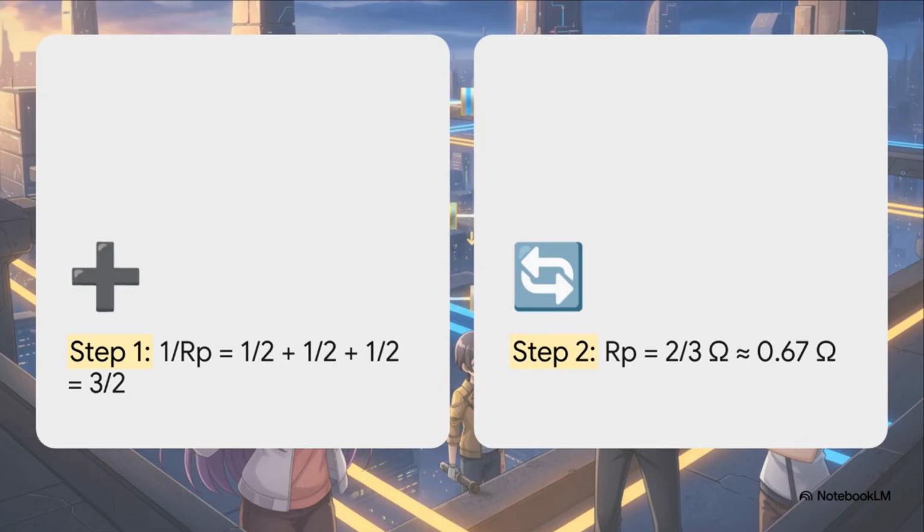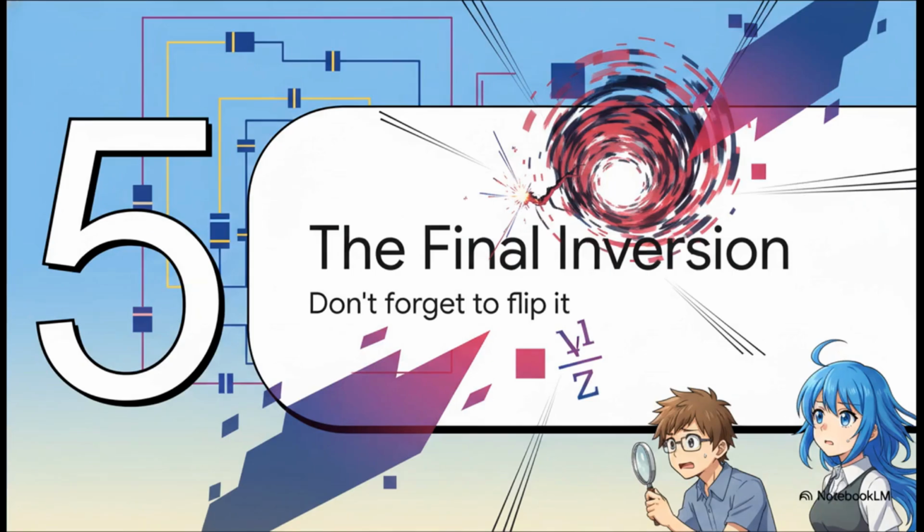But remember, 3 over 2 is equal to 1 over RP. It is not RP itself. That's exactly why step 2 is so vital. Invert the result. Flip that fraction. RP actually equals 2 over 3 ohms. If you punch 2 divided by 3 into your calculator, you get approximately 0.67 ohms. See how much smaller that is than the 1.5 ohms you would have gotten if you just skipped step 2? And that perfectly sets up our final section.